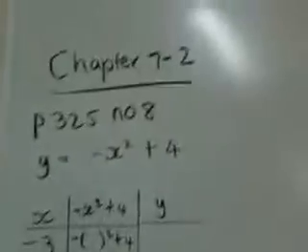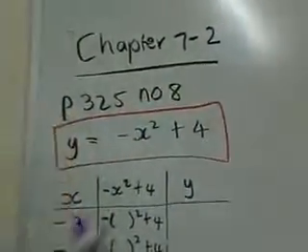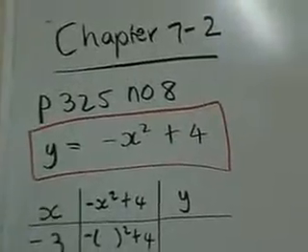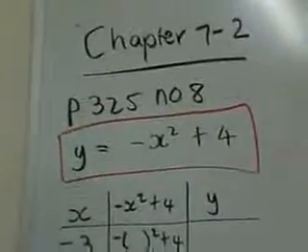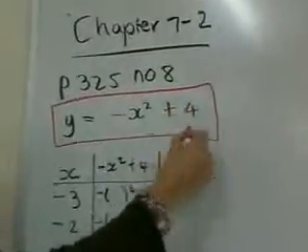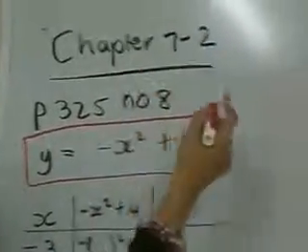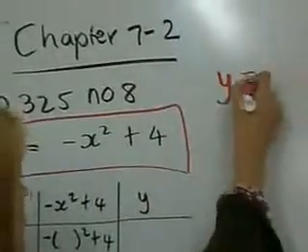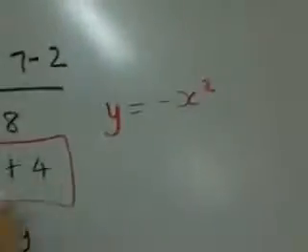So we are given an equation, y is equal to minus x squared plus 4, and we need to graph this. We set up our table of values as normal, but what we see here is the plus 4. In the previous section we just had, for example, y is equal to minus x squared. Now we're adding part of our equation.